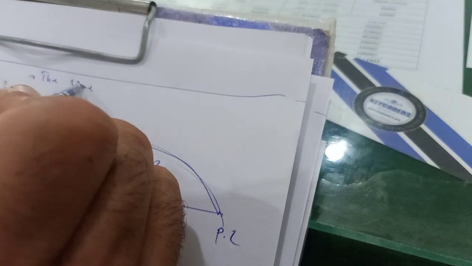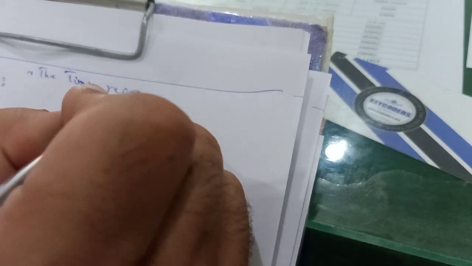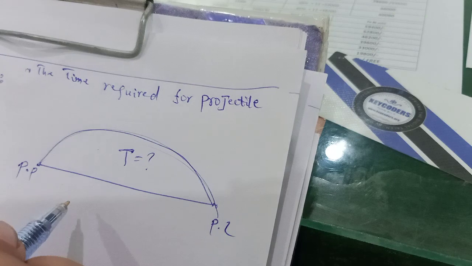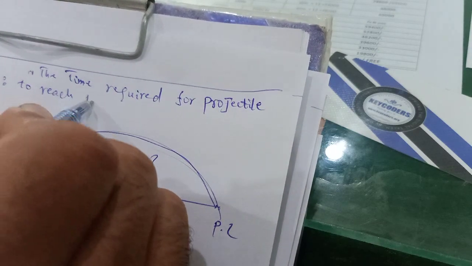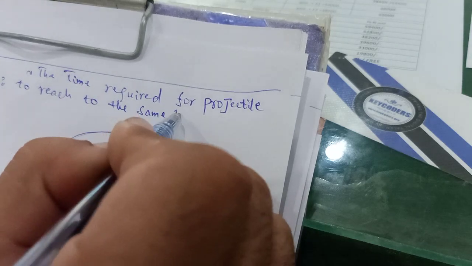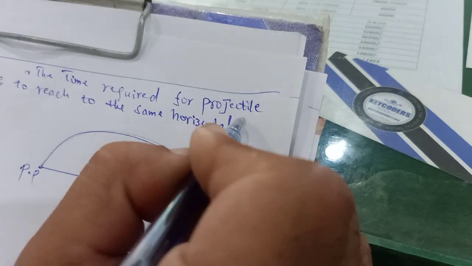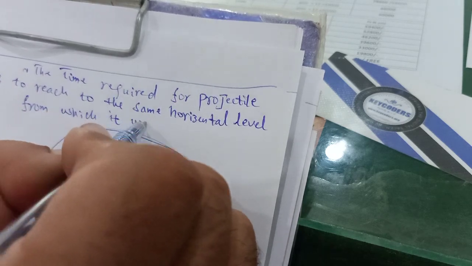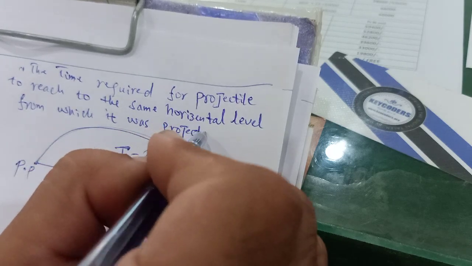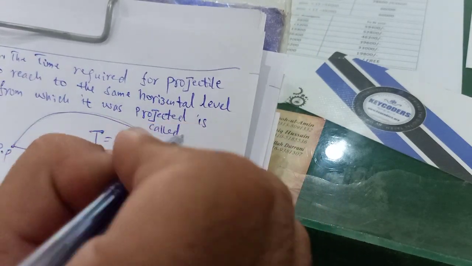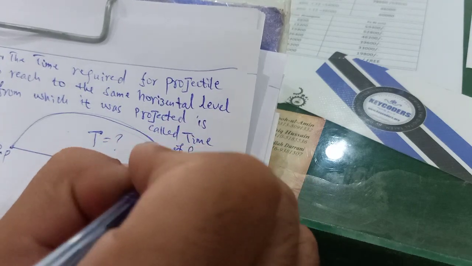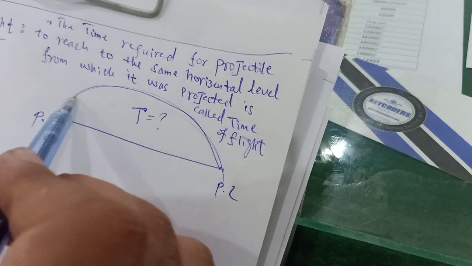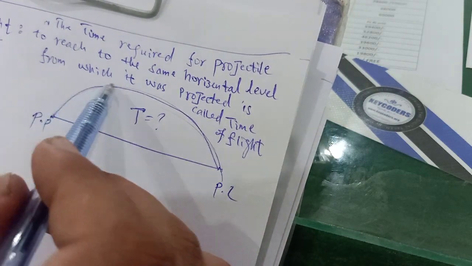The time required for projectile to reach the same horizontal level from which it was projected is called time of flight. In simple words, if we throw a missile from the earth surface, definitely it will hit the earth again. It will fall towards the earth again.